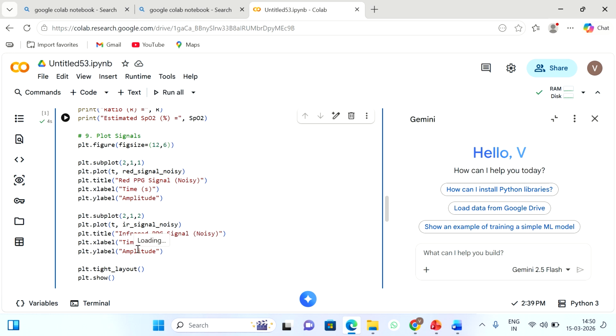So overall, what is the sequence? The PPG signal is first taken from the body, and then we add the noise. Then it is applied to the band pass filter. Then it extracts the AC component and DC component of both the IR and red signal. Then it computes the ratio R. Then from that it calculates SpO2. So this is the conceptual understanding of a pulse oximeter, how it works.